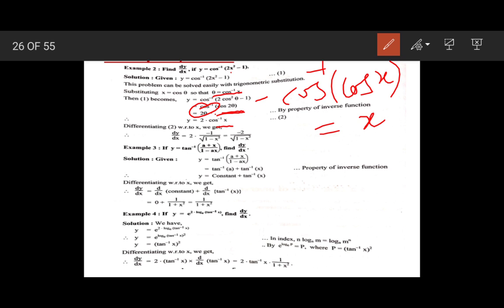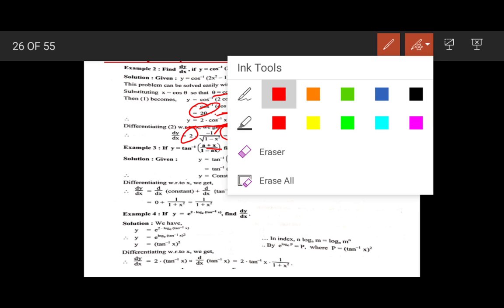From this, theta is cos inverse x. So y is equal to 2 cos inverse x. Now differentiate. So 2 is a constant, so 2 will come outside of the derivative, into the derivative of cos inverse x, which is minus 1 upon under root of 1 minus x square. So that is equal to minus 2 upon under root of 1 minus x square. Okay, so this is the final answer. It is so simple if you know the formula of the derivative.